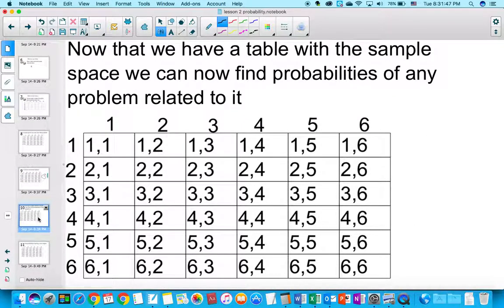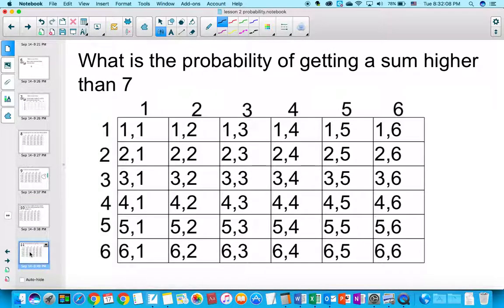Okay, so now that we have a table with a sample space, we can now find the probability of any problem related to it. We can calculate the probability of any outcome, right? If you pick an outcome based on rolling 2 dice, we can calculate it using this big table. Okay, so an example. What is the probability of getting a sum, right?